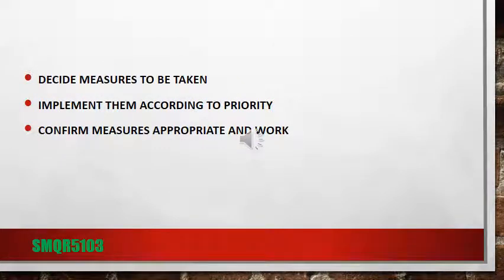For all the explanation and control of risk that we did just now, these are the main three points that you need to ensure you're following for all these risk matrices. First, decide the measures to be taken. You need to decide first your likelihood, list down your severity, that is occurring in the risk management. Next is implement them according to the priority. Before you do the graph, make sure you understand the severity of a situation or an action. Next is confirm measures are appropriate and work.